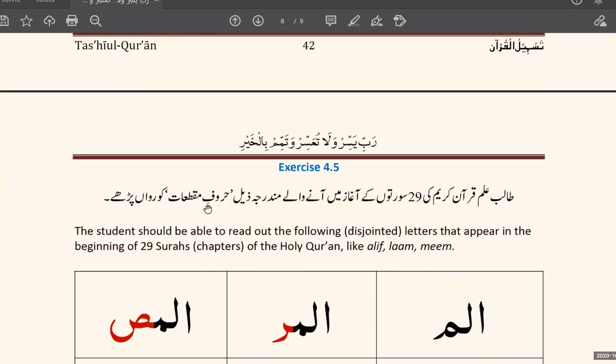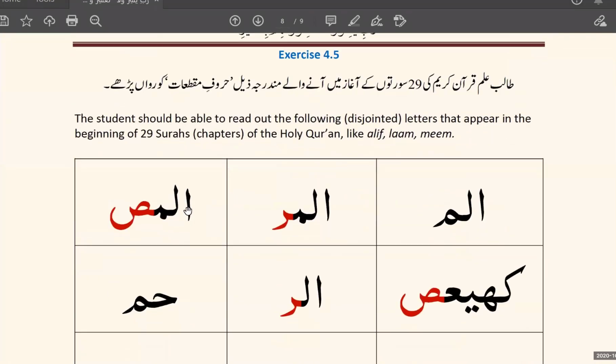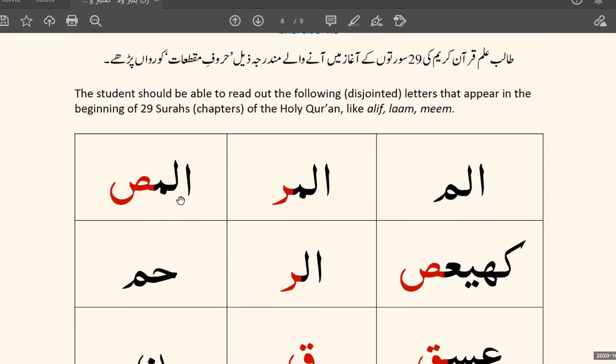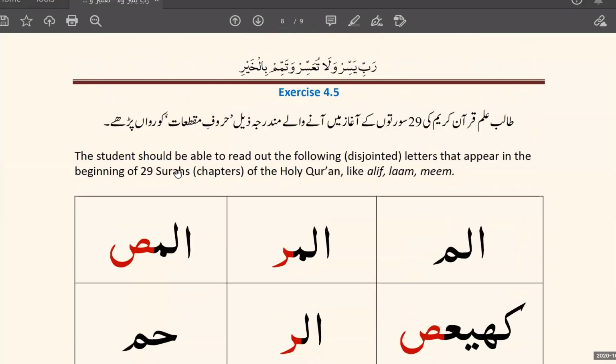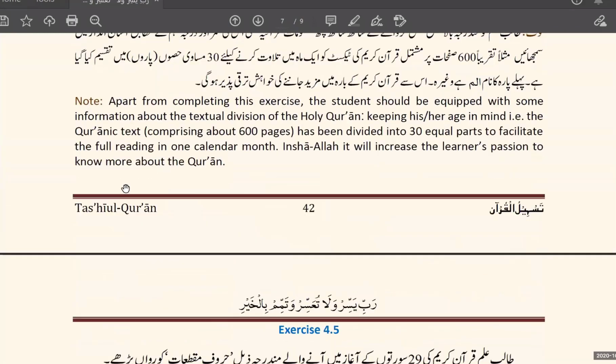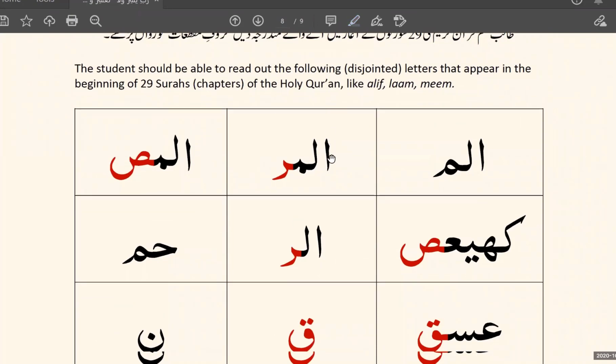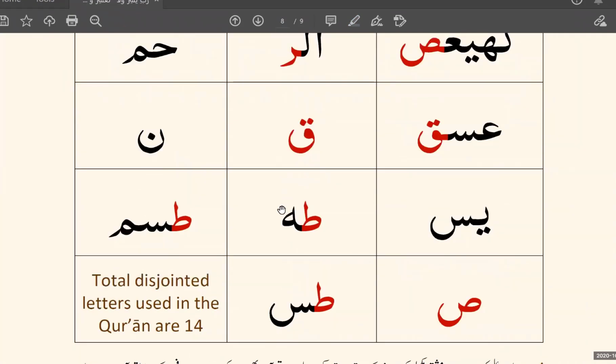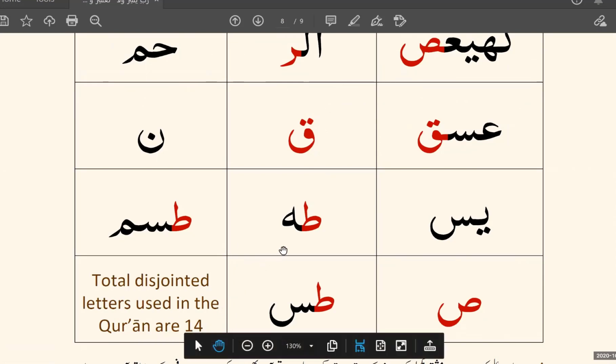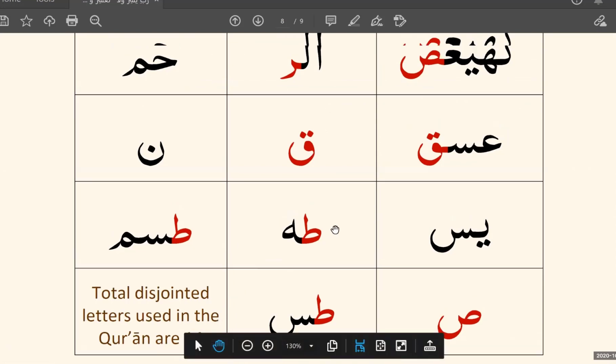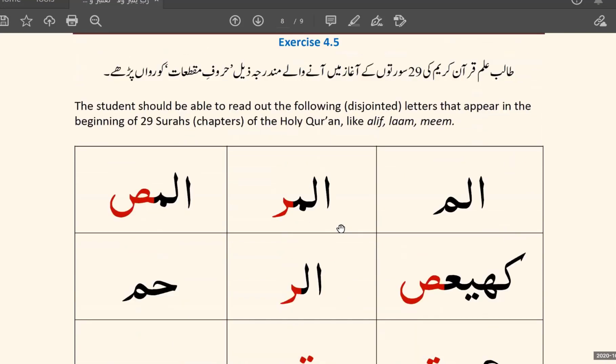And now the real lesson comes. That is the culmination of lesson 4. Basically, these are actual Quranic words now. Before that, we were just practicing without strokes, but this is the actual word as mentioned in the Quran. As I mentioned, the total disjointed letters used in the Quran are 14. These 14 letters have been mentioned in the beginning of 29 chapters of the Quran.